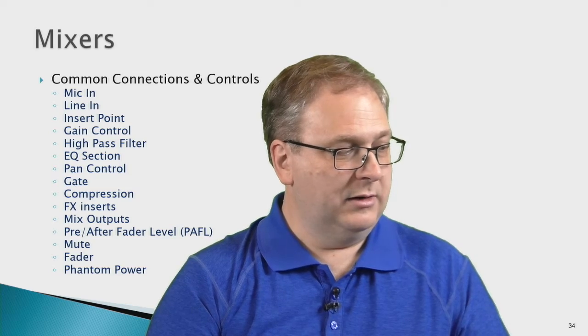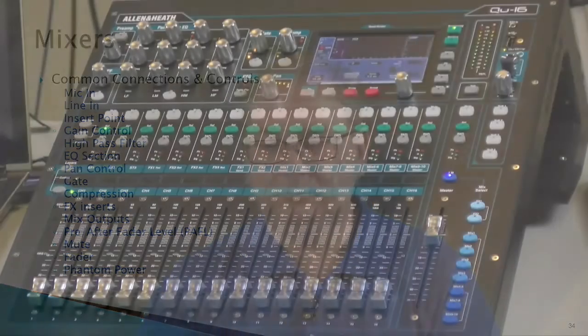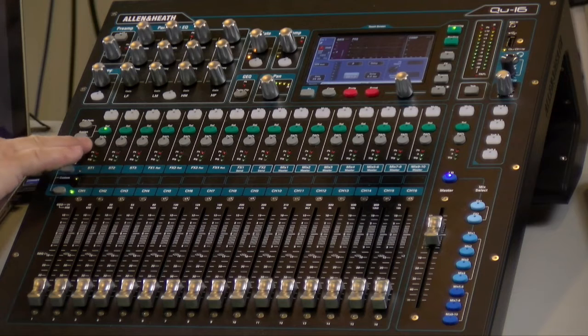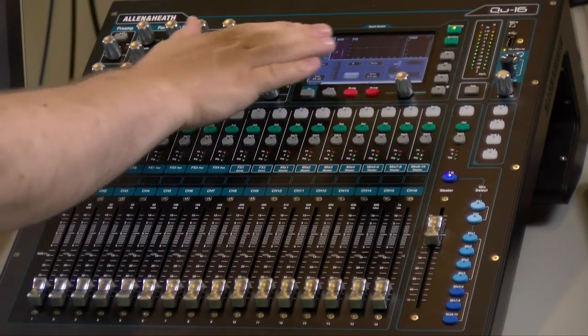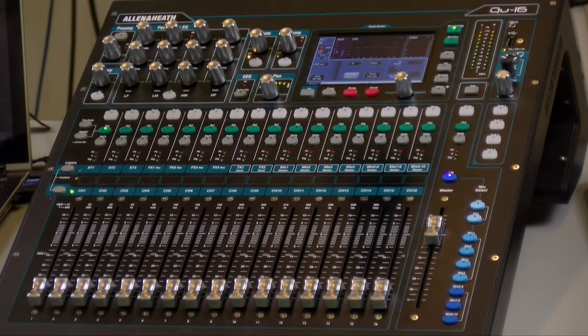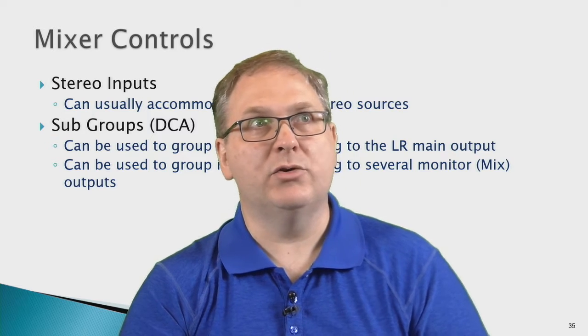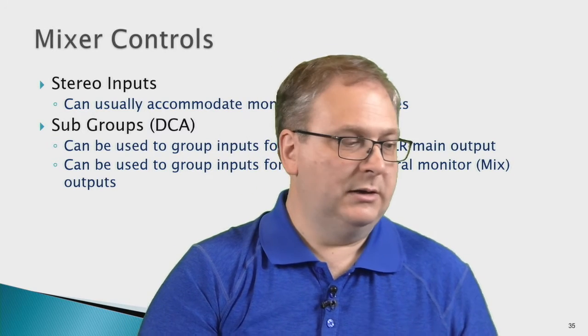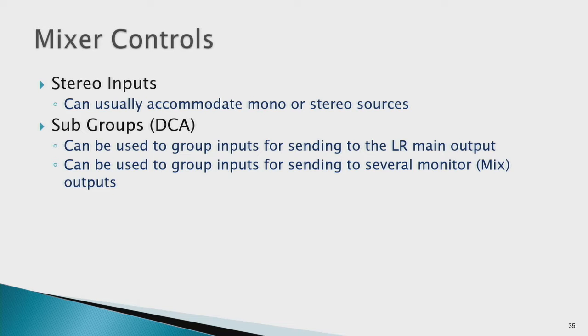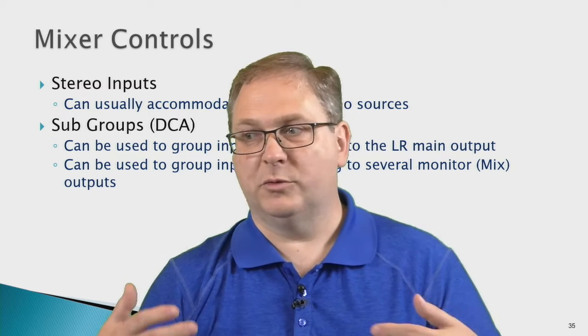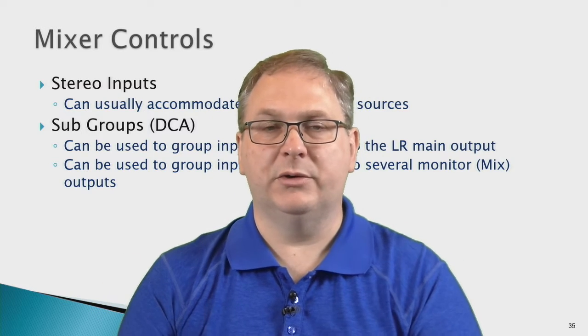And if we look again at that, this is where the PAFL is. We have the mutes as well for the channels, and phantom power is available through the screen as well. Now we also have other connections like stereo inputs. We also have things like subgroups. These subgroups might be DCAs, which are digital controlled amplifiers, which allow us to group things before we're sending them to the left, right, or some other areas.